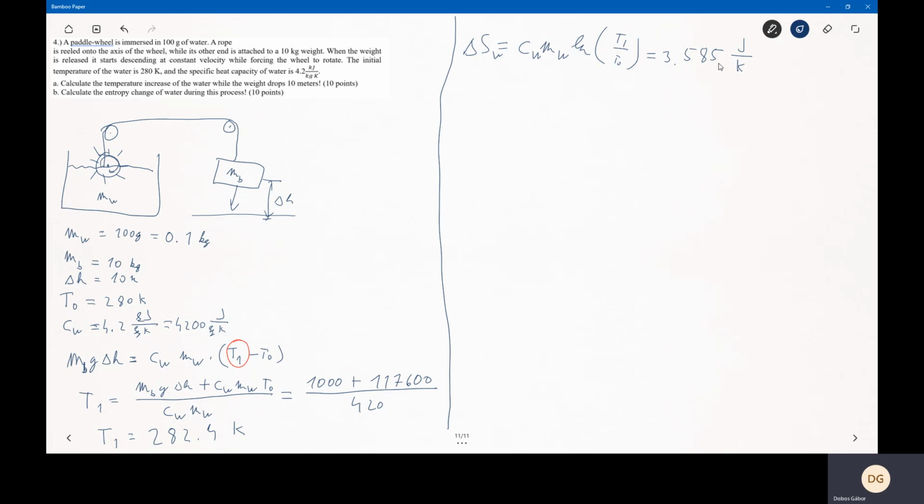Okay, so this was problem number 2. Basically, the only difference between this and the other problem is that here the heat was not coming from a hot object, it was coming from mechanical work. Okay, so please note that you can have problems where mechanical work is transformed into heat. Okay, all right. So this was problem number 2. See you soon with problem number 4. Sorry, problem number 3.